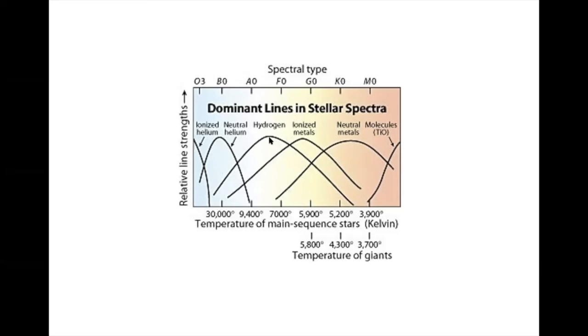You start exciting them. They peak at the A level, at the A spectral type. But then as you go to the B spectral type, you start ionizing hydrogen, and you start to see now the lines of neutral helium. Helium has a higher excitation potential than hydrogen does. And as you go to even the higher temperatures of O-type stars, then you start ionizing the helium, and the lines of ionized helium start to pop up.